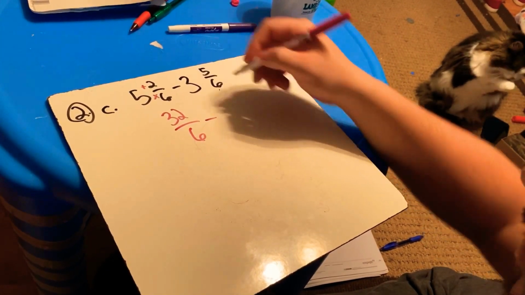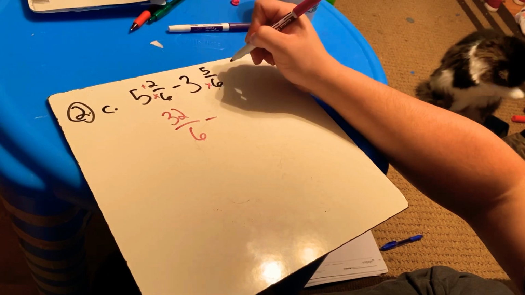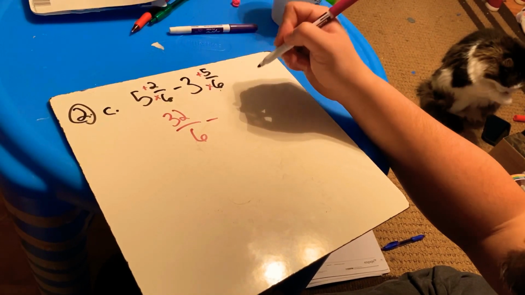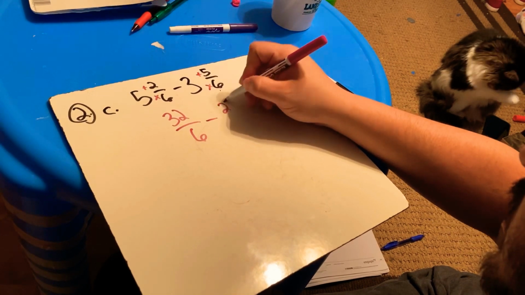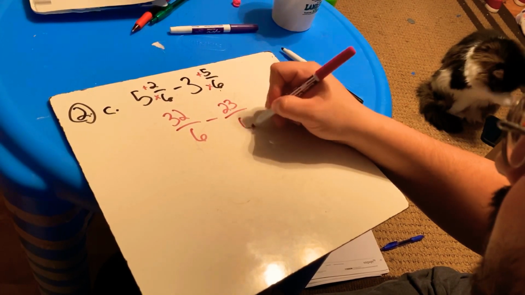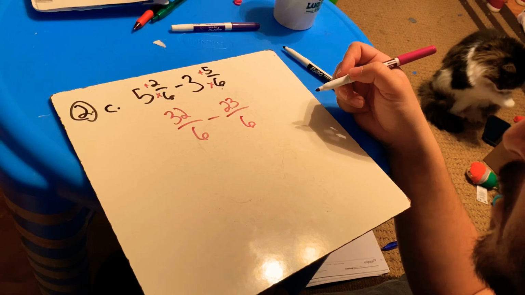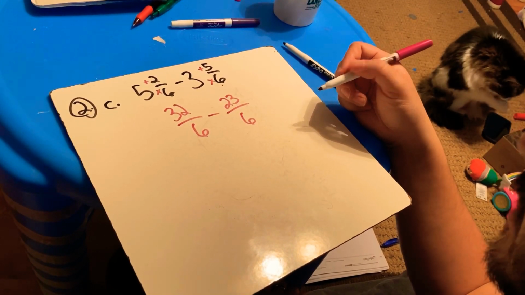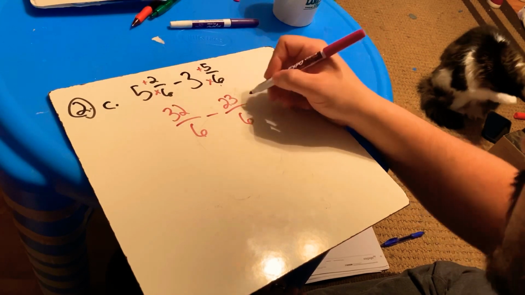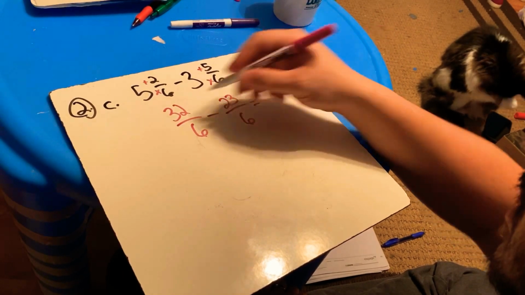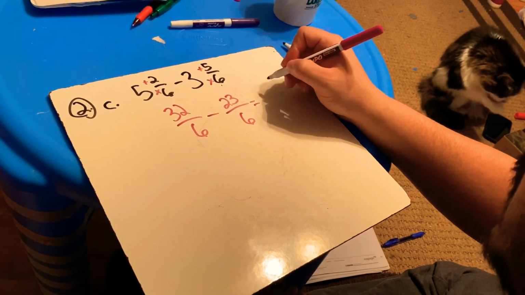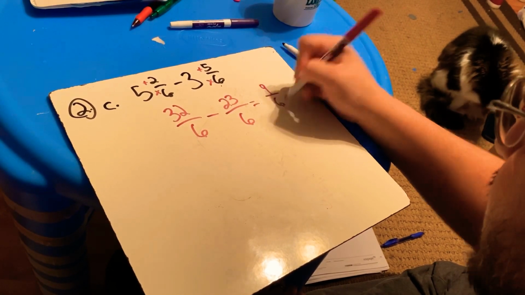Minus, let's do this again. 6 times 3 is 18. 18 plus 5 is 23. Denominator stays the same. So now I have 32/6 minus 23/6. And that leaves me with 9. 32 minus 23 is going to be 9/6.